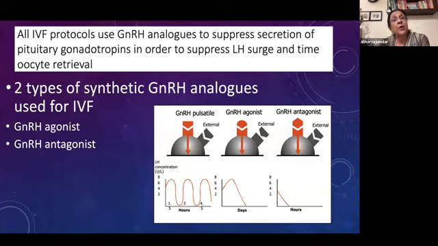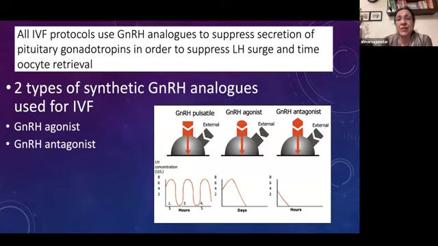Now, what do we use for an acquired deficiency of FSH and LH, the pituitary gonadotropins? We use GnRH analogs. What are the two analogs we use? Agonist and antagonist. This is what we use to suppress LH.